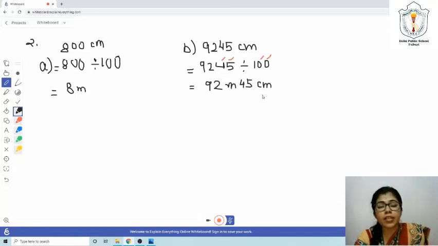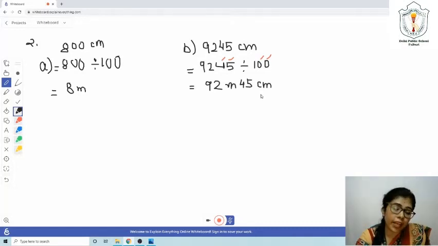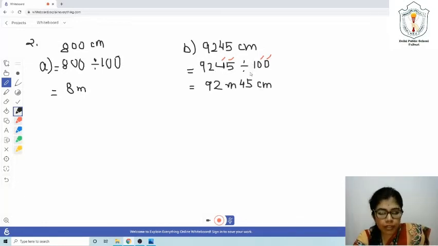When we divide a number by a multiple of 10, that means 10, 100, 1000, 10,000, like this, we can simply divide. But if anyone is not understanding how to do this, you can do the long division method also. I'll show you another one using the long division method.